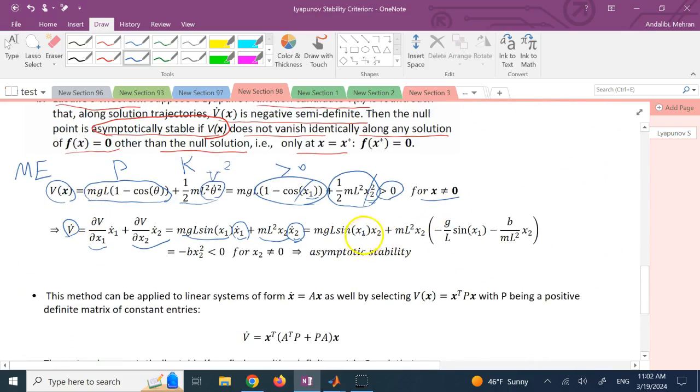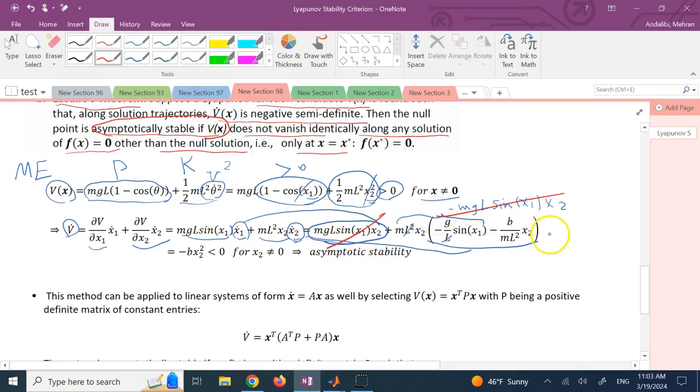So I'm going to replace them down here. You can see, right? So x1 dot is x2, and x2 dot is this term here. Now if you look, when you simplify this term, the l and l go away, so it becomes negative mgl sine x1 times x2. And that is exactly the opposite of this term. So these two will cancel each other. So the only term left is this multiplied by that, and ml squared will be simplified, so you get negative b x2 squared, which is, of course, always negative as long as x2 is not 0.